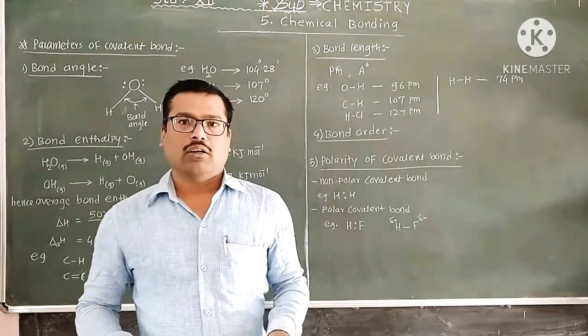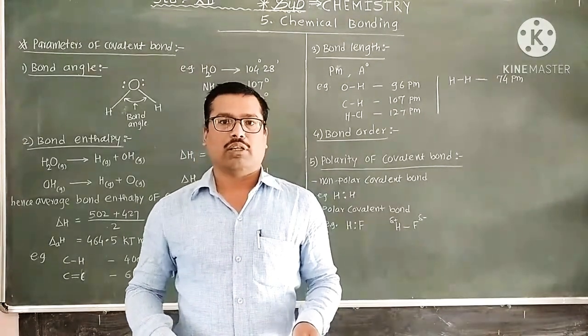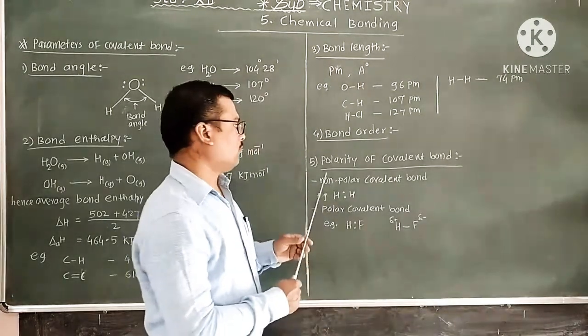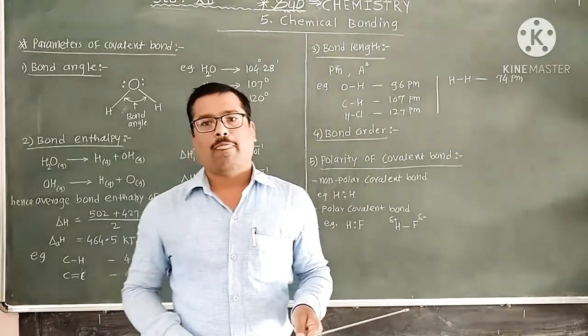In short, keep in your mind, the number of bonds between the two atoms is equal to the bond order. And the next point is the polarity of a covalent bond.